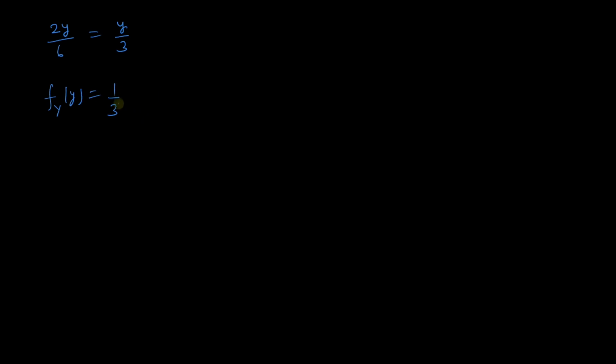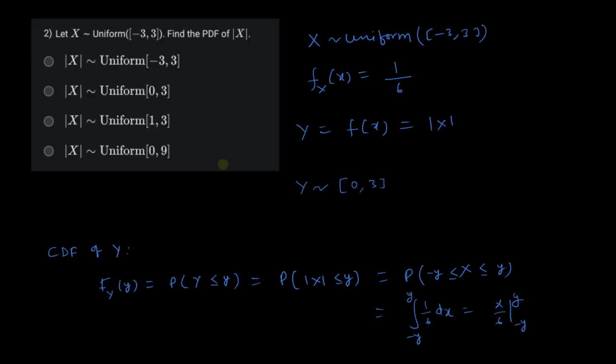Since it does not depend on y, it means that it's uniform in its range. And what's the range? The range is from 0 to 3. So we can say that y has a uniform distribution in the range 0 to 3, which is equal to 1 by 3, which corresponds to the second option here.